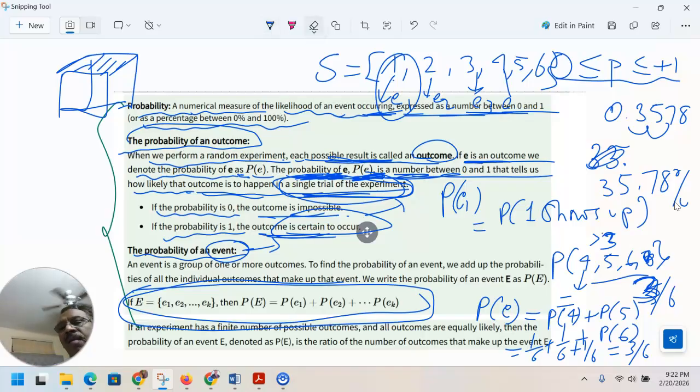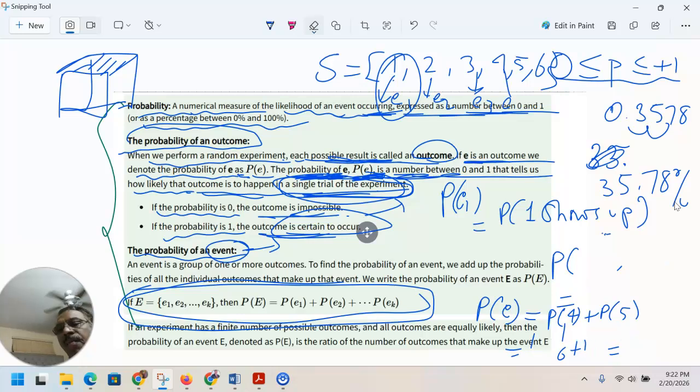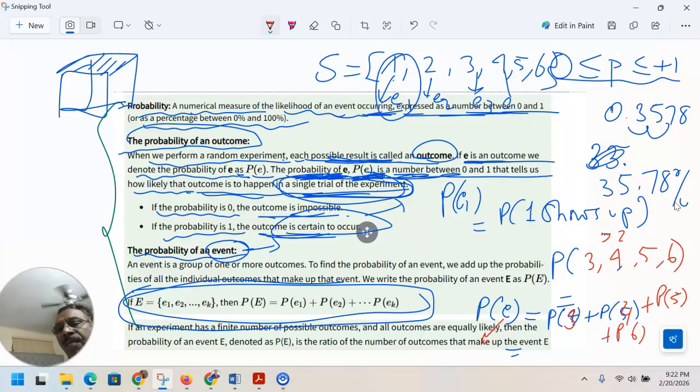I wanted to give an example of 2 here, because greater than 2 would be better to understand. So if I say probability of greater than 2, the numbers that are bigger than 2 are 3, 4, 5, and 6. See, these are the numbers. There are 4 of them. So when I talk about probability of greater than 2, basically it is probability of 3, plus probability of 4, plus probability of 5, plus probability of 6. That's why E1, E2, E3 basically means E1, E2, E3, and E4.